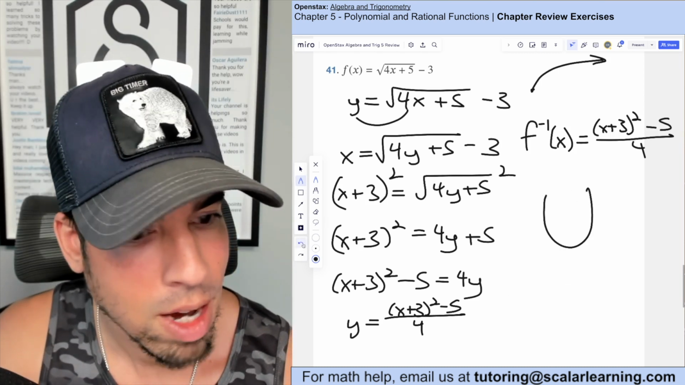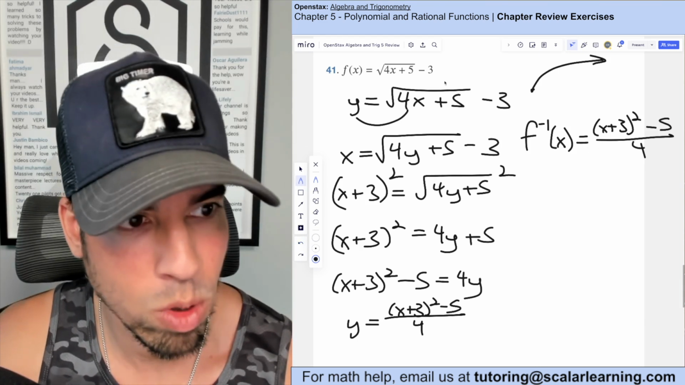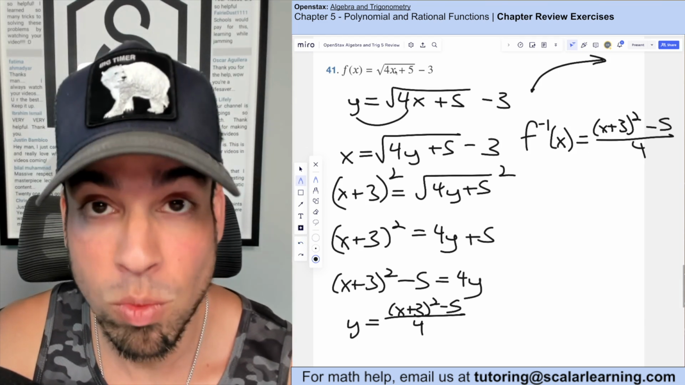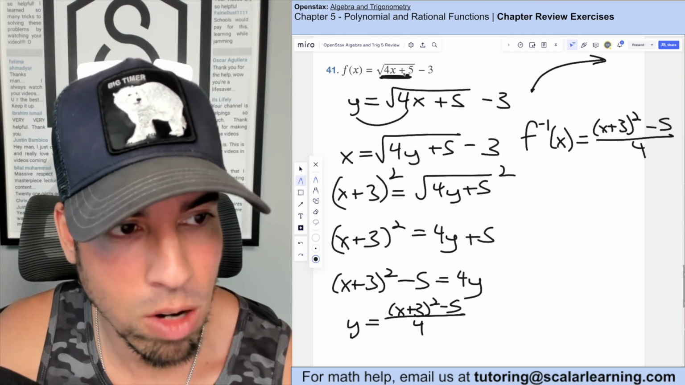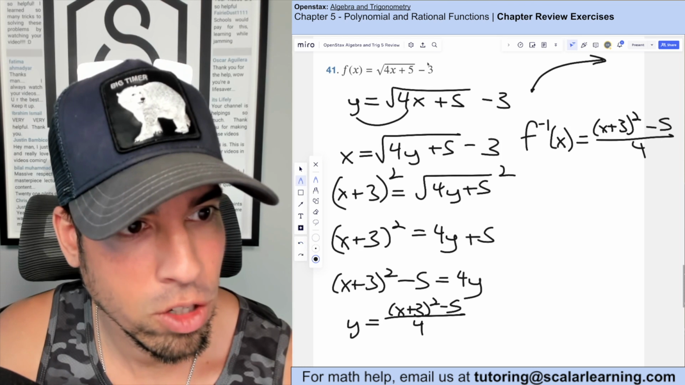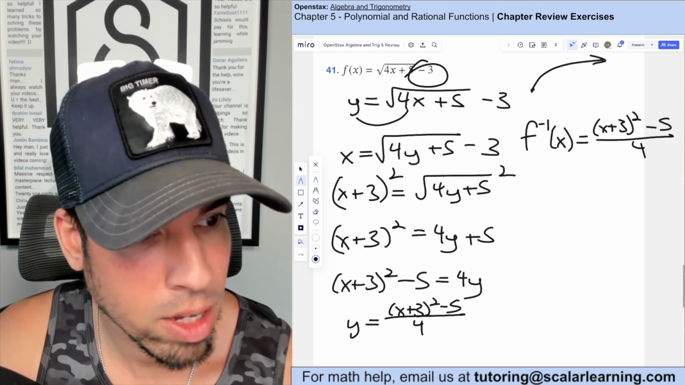So the question is, how do we impose that domain restriction? Well, this actually has a range. This radical function is going to start when this thing zeroes out at negative 5/4, and then you're going to have a y value of negative 3.